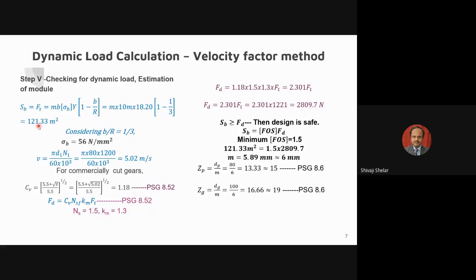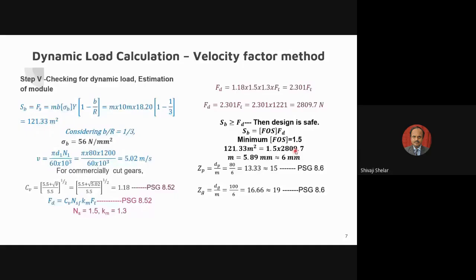So that is 120.3 square on the left side to factor of safety 1.5 into your FD value 2809.7. So from this we get the calculation of M here as 5.89. So if we go to the 8.3 page PhD, the standard value available is 6 mm.